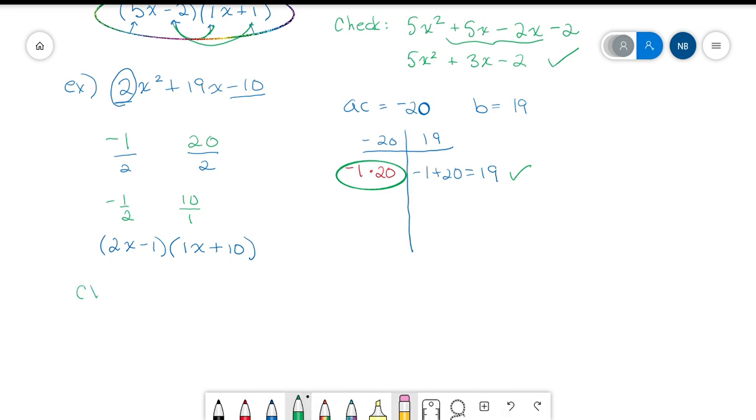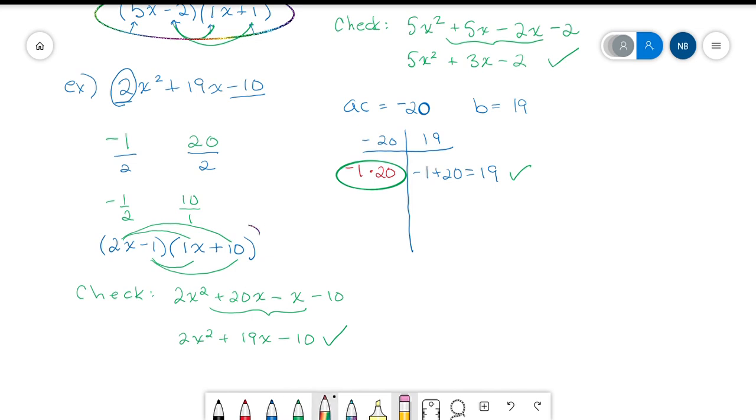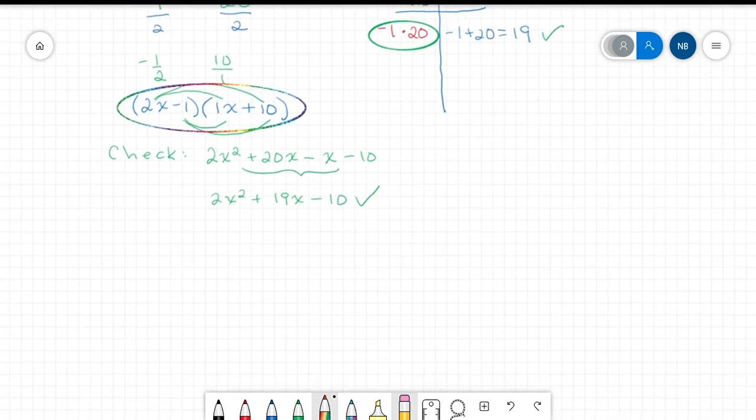We're going to check our answer. So we're going to multiply 2x by 1x, and that's 2x squared. 2x times 10 is +20x. -1 times 1x is -1x. And -1 times 10 is -10. Combine like terms, and you get 2x squared plus 19x minus 10, and it checks out. Remember, the answer is the factored form. Next example.